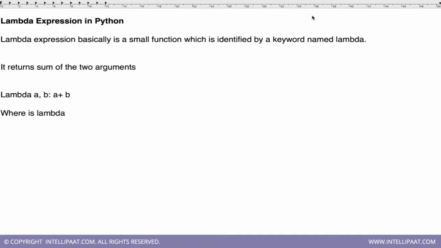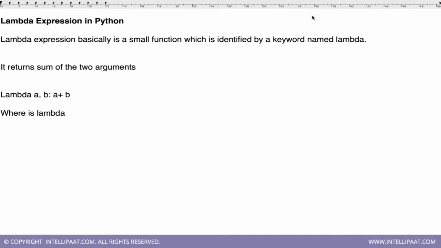What does this function do? It basically returns the sum of the two arguments. It is a single expression which returns the sum of the two arguments. For example, lambda a, b will return a plus b.